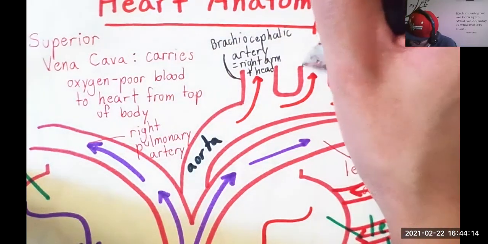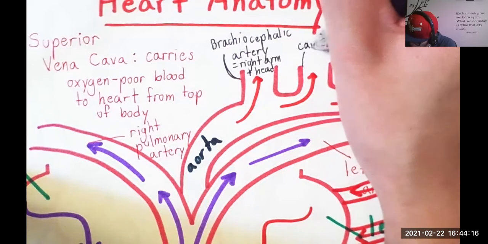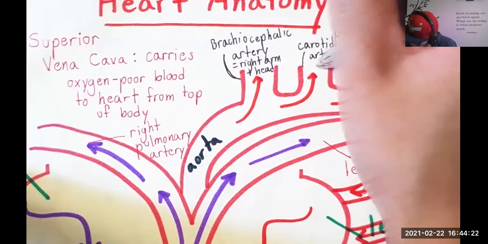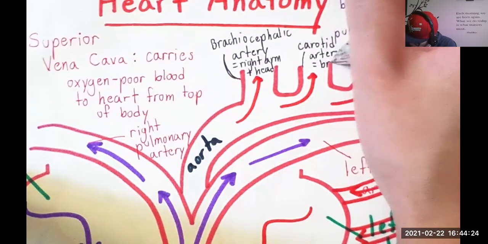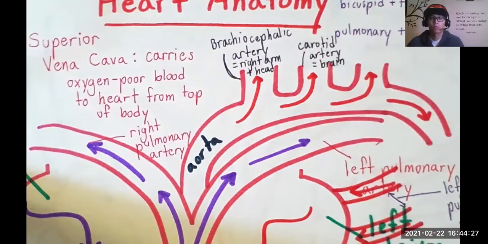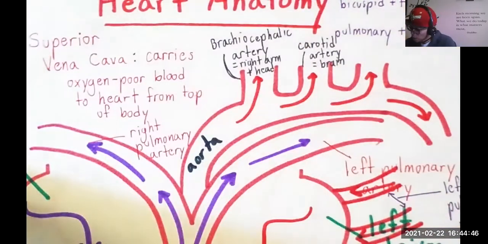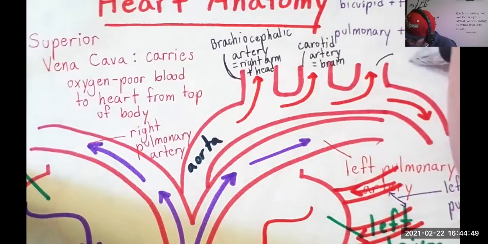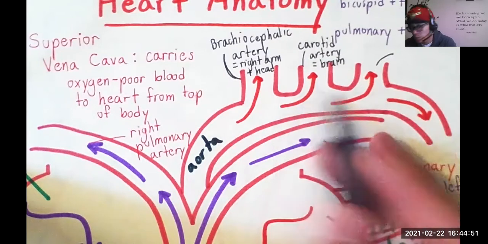The second artery right here is called the carotid. The carotid artery supplies the brain. In fact, it is the carotid artery that is cut when someone slits their throat. The carotid artery is one of the most important arteries of the body because it supplies the brain. So if the brain doesn't get enough blood, then the brain dies.